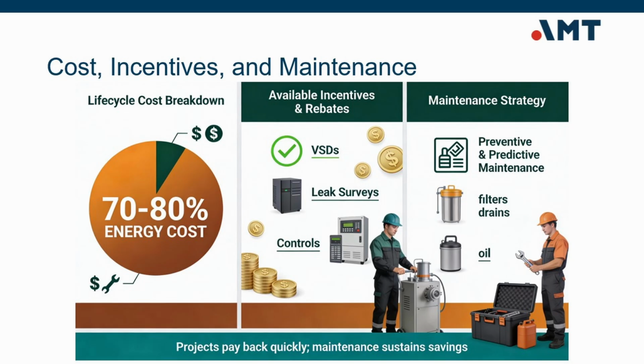Reducing leaks, improving controls, adding VSDs, or optimizing system pressure can quickly lower energy consumption, and energy is the largest cost driver. In many regions, utilities also offer incentives and rebates for upgrades such as variable speed drives, leak detection and repair programs, advanced controls. These incentives help reduce upfront cost and accelerate return on investment.